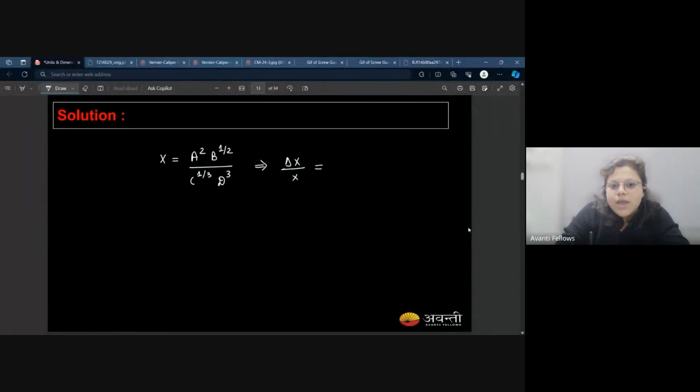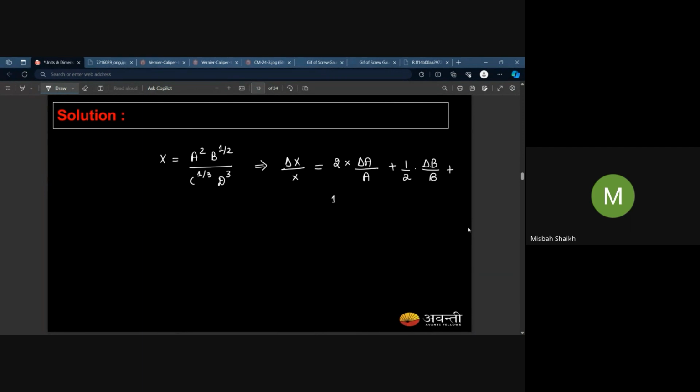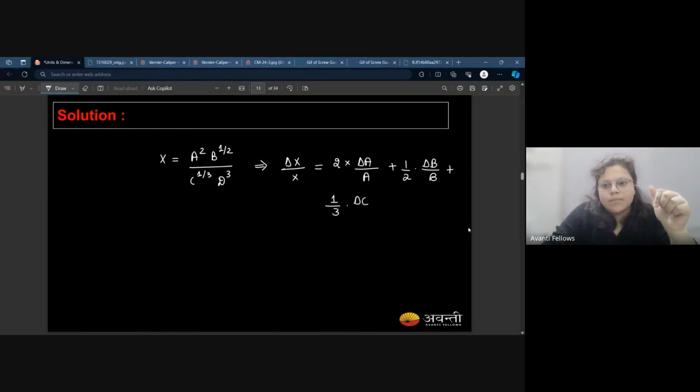When it comes to a square, this 2 would be written like this, multiplication to the relative error of a, plus this half would be like this. Is it okay to you? Okay. Since we just get the information about this thing, whether it's multiplication, division, addition or subtraction, we will always add the errors. It's a fact.